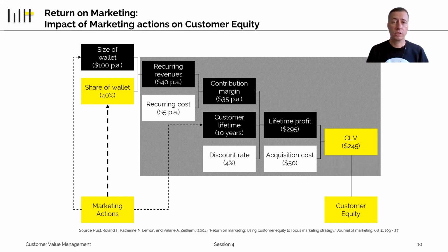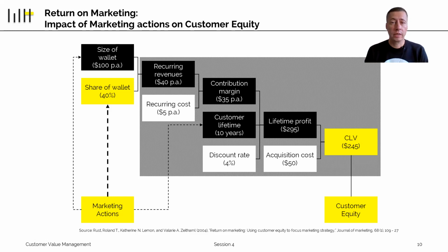This brings up the question, how does marketing impact customer equity? Well, you remember that when we discussed this slide in session 2, there were three variables that I said are marketing related variables: the size of wallet, the share of wallet, and the customer lifetime. The other variables on this slide are either calculations or they come from other departments like accounting or finance.